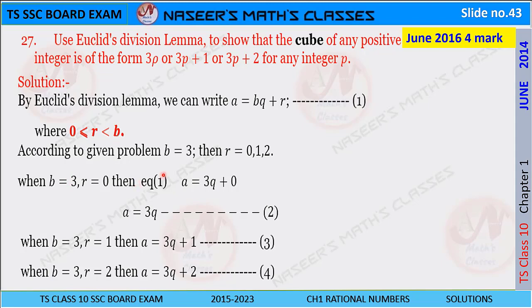According to the given problem, we can take b is equal to 3, then r is equal to 0, 1, 2. Now we substitute b is equal to 3 and r is equal to 0 in equation 1, then it implies a is equal to 3q plus 0. Then we get a is equal to 3q. Next we substitute b is equal to 3 and r is equal to 1 in equation 1, then we can write a is equal to 3q plus 1. Let this one as equation 3. Next we substitute b is equal to 3 and r is equal to 2, then equation 1 implies a is equal to 3q plus 2. Let this one as equation 4.